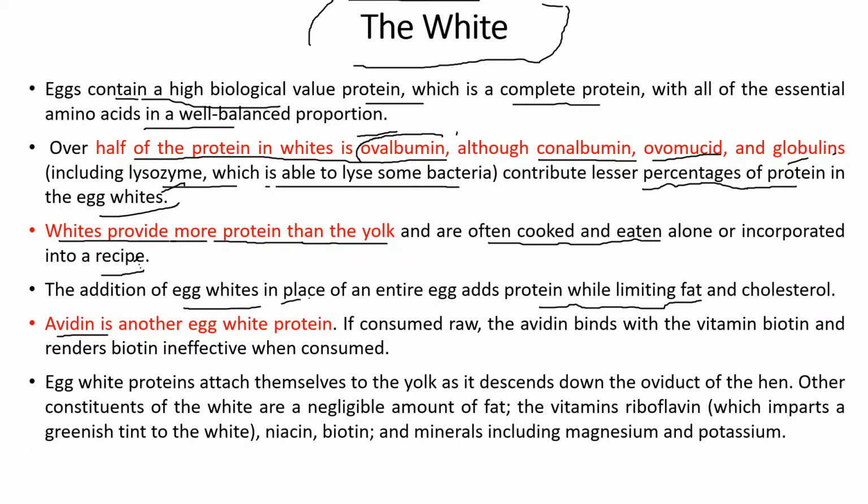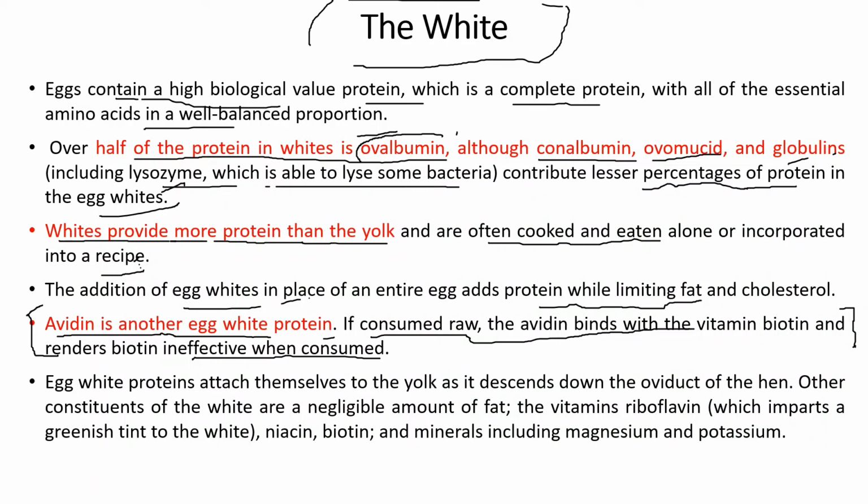Also, avidin is another egg white protein that might be present in some eggs, and if consumed raw, the avidin binds with the vitamin biotin and renders biotin ineffective when consumed. So this is just a point you can note. This is not very important, but avidin is another egg white protein. So if we consume it raw, the vitamin biotin present inside the body becomes useless or ineffective.